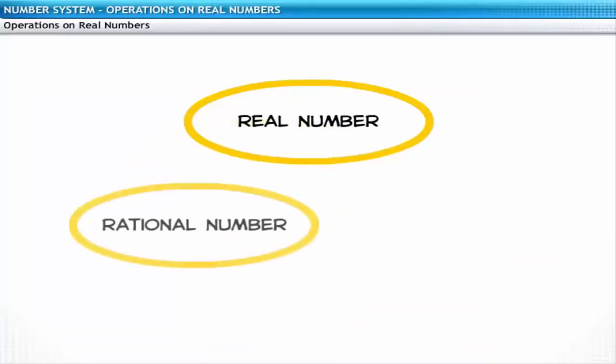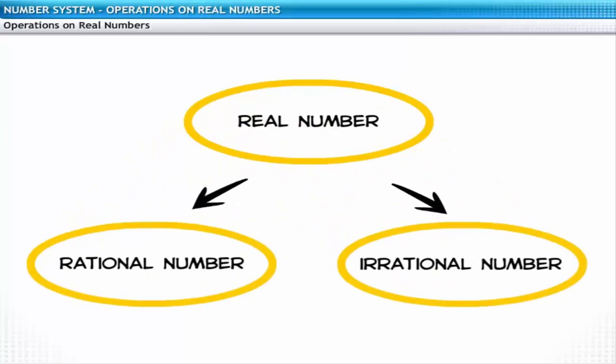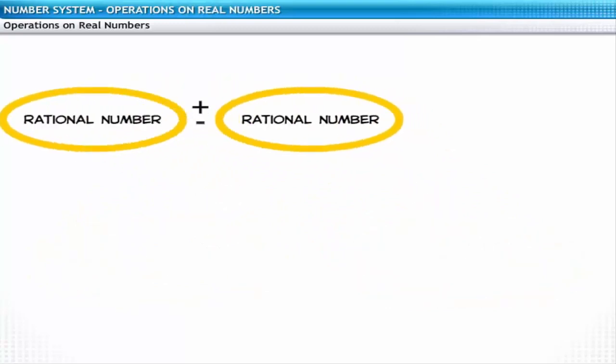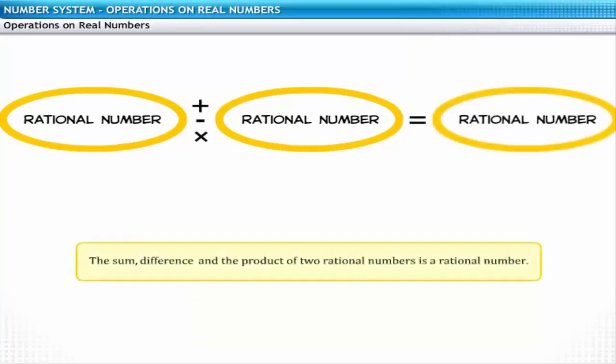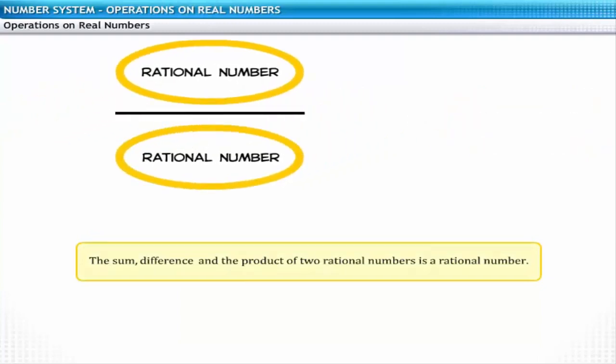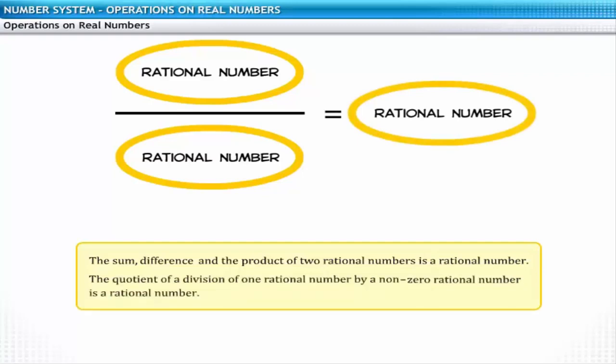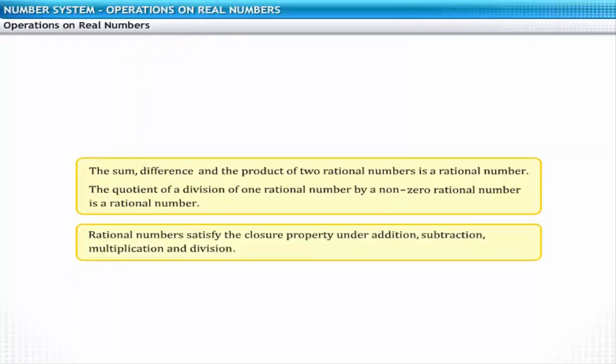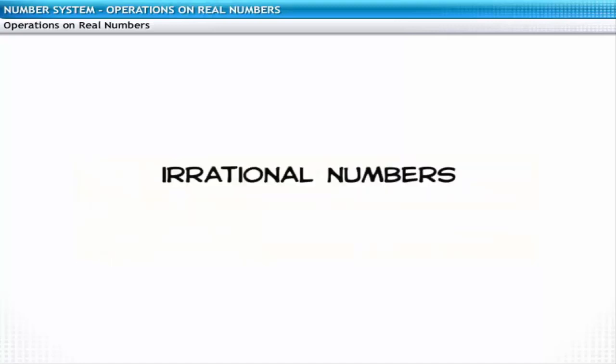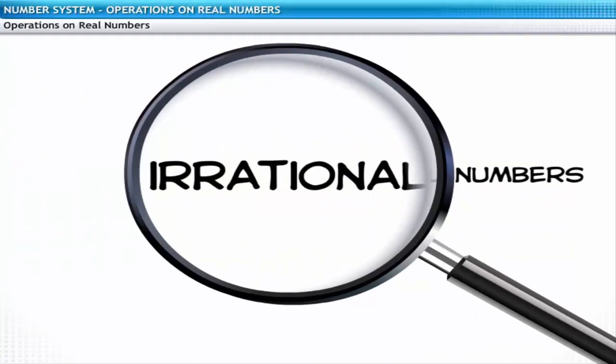A real number is either a rational number or an irrational number. When we add, subtract, or multiply two rational numbers, we get a rational number. Even when we divide one rational number by a non-zero rational number, we get a rational number. This implies that rational numbers satisfy the closure property under these operations. But this is not the case with irrational numbers.